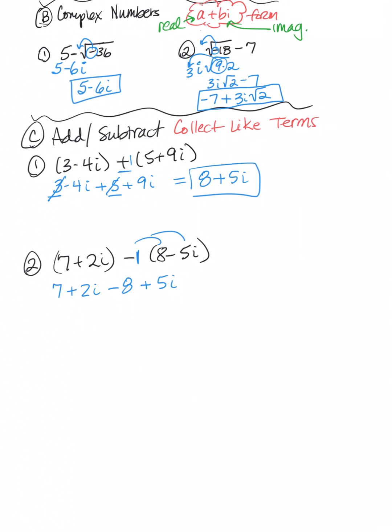Now we just collect like terms, do the reals first. So 7 minus 8 gives me -1. 2i plus 5i gives me 7i. So -1 plus 7i.